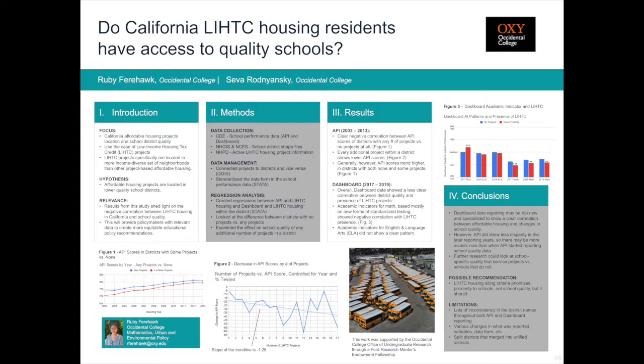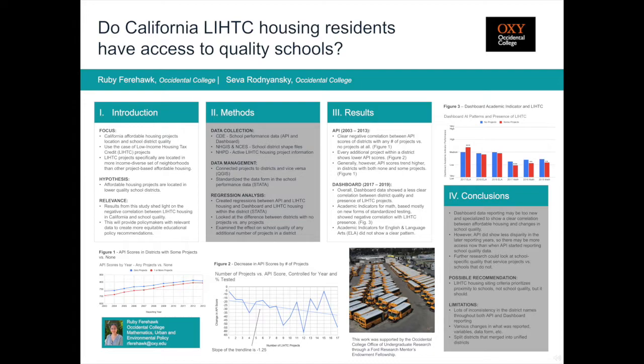While API was based almost solely on standardized testing, Dashboard collected various data points and created their own formulas for things like academic indicator, college and career indicator, and others. Dashboard also began collecting data from schools in 2017, so it's generally very new.